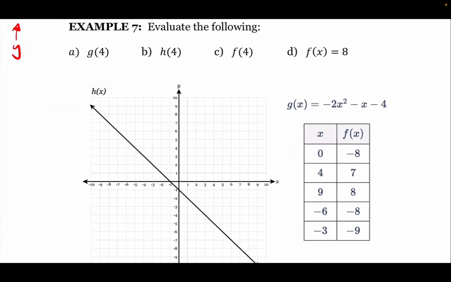How do you know which one to use? Like A, G of 4. How do I know if I'm going to use the graph, the equation, or the table? Which am I going to use for that one? For this guy here.